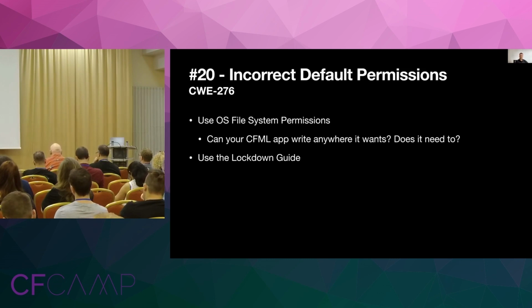It only needs write permission if you're doing something like a CF file or a file write and trying to write a file somewhere. Those are the only places where it's going to need write permission. And then, of course, it's also going to need some write permission in the actual installation directory to be able to write log files and things like that. So take a look at the lockdown guides and make sure that you're avoiding the defaults on as much as you can here.